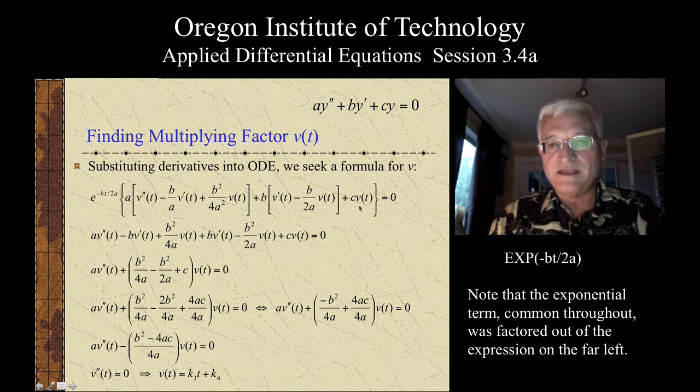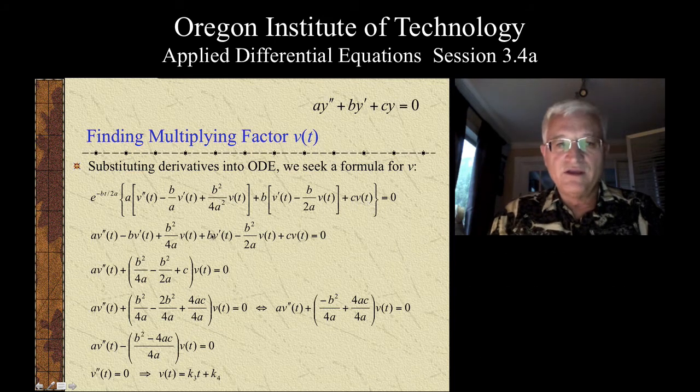Well, y was pretty easy. That was just our function of t times the y2. Now comes the algebra. We'll start combining terms together and see where we can go with that. First of all, we can divide this whole equation by e to the minus bt over 2a and get rid of that, because 0 divided by that is 0 anyway.